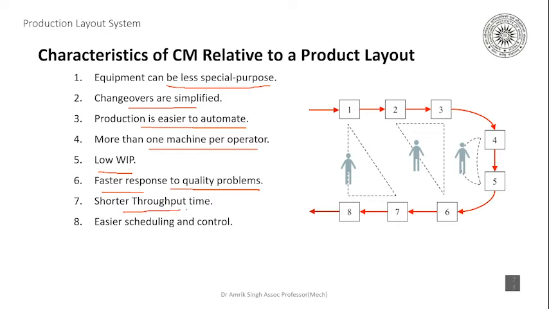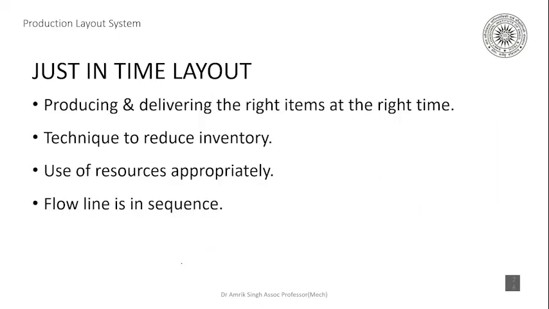Shorter throughput time, that means the production time is a bit smaller. Easier scheduling and control for the machines and for the people. So the last is just in time. Just in time, as I told, means we produce or we order only as much as required, producing and delivering the right items at the right time.